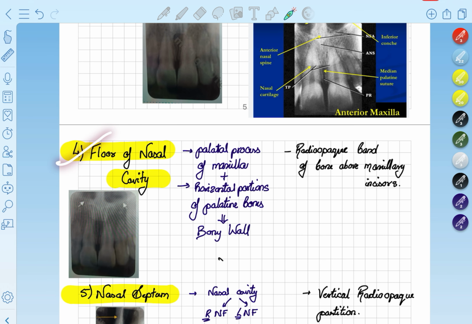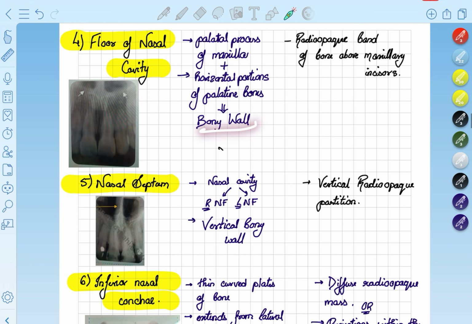Floor of nasal cavity, as the name suggests, is the floor. So how will it appear? It will appear as a radio-opaque band of bone above the maxillary incisor, formed by the palatal process of maxilla and the horizontal portion of palatine bones forming the bony walls. The nasal septum, as the name suggests, is a part of bone. So how will it appear? As radio-opaque. And how is it located? Vertically. So this is the nasal septum. The nasal septum divides the nasal cavity into right nasal fossa and left nasal fossa. It is a vertical bony wall, a vertical radio-opaque partition.